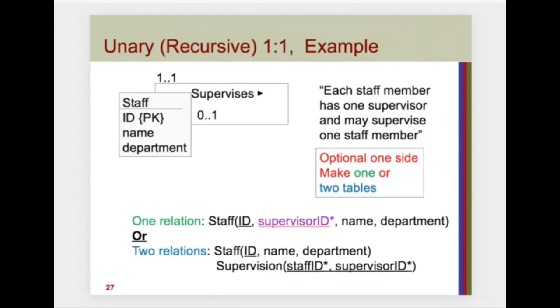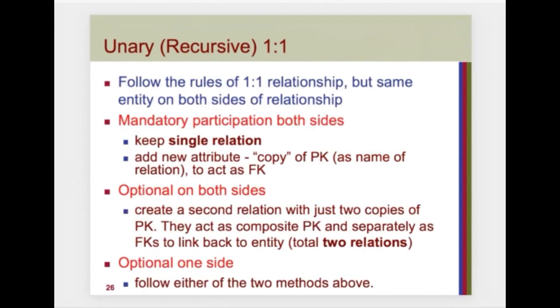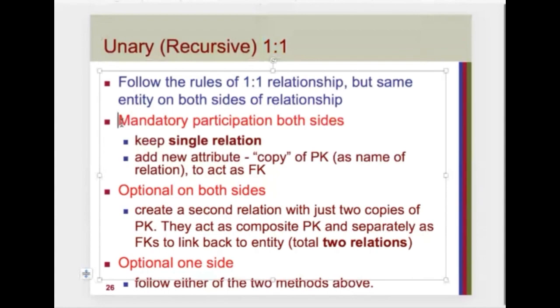Now once again, there can be three possible options for recursive relationship in one-to-one, and the cases are the same. First, when both sides are mandatory, as we saw in the normal one-to-one relationship, we keep one table or one relation. And again, to show the relationship, we copy the primary key into the same table. I will show you how we do that.